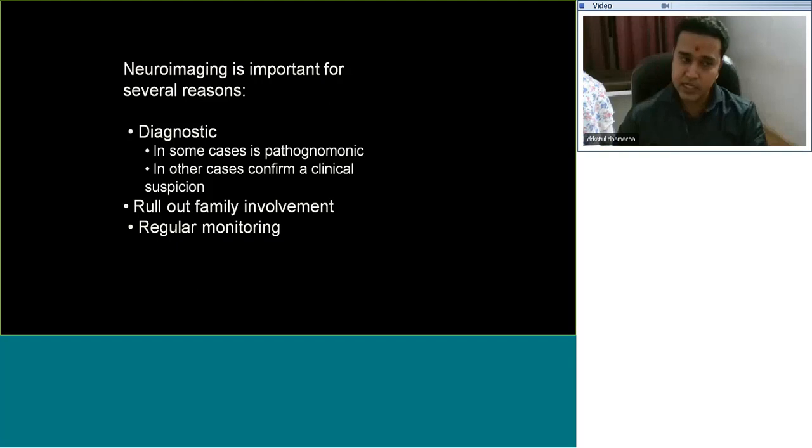In other cases, you can see a port-wine stain in the newborn or in the child, and you can think there is some underlying pathology in the brain. It can also confirm your clinical suspicion and help screen the family, as certain diseases run in families. And in regular monitoring, like in NF1, in early childhood there are only a very few foci of altered signal in the white matter, but later on it can turn out to be a glioma. So this is the clinical and radiological importance of neuroimaging in neurocutaneous syndromes.